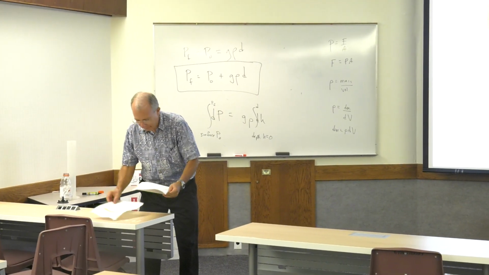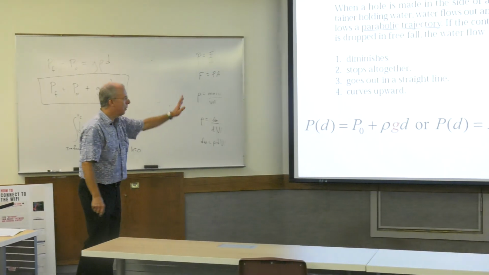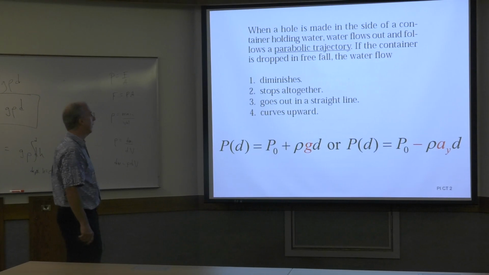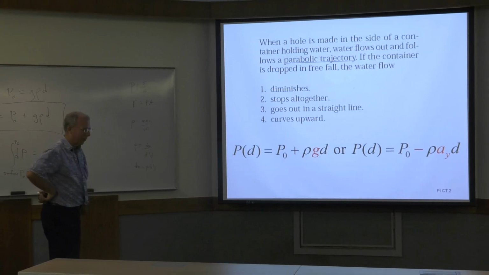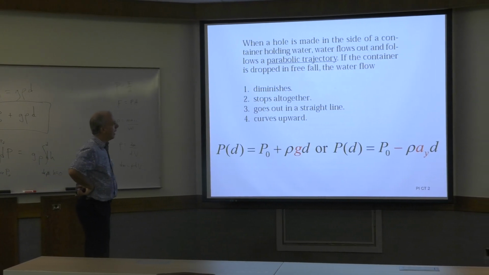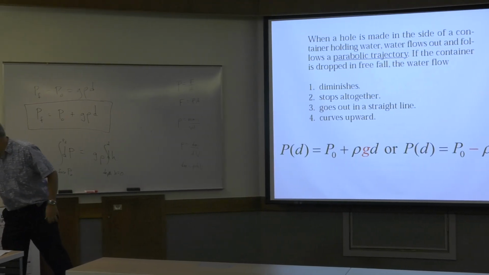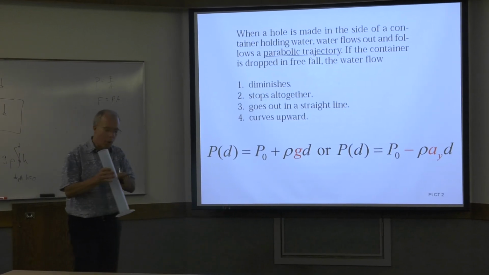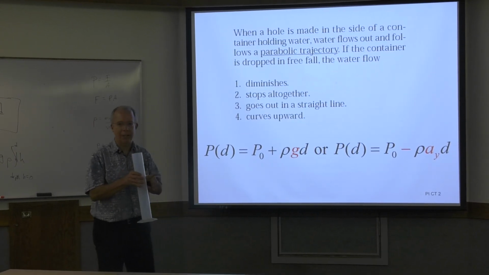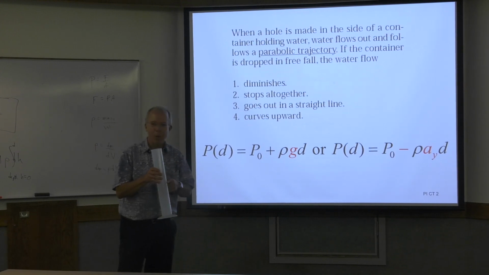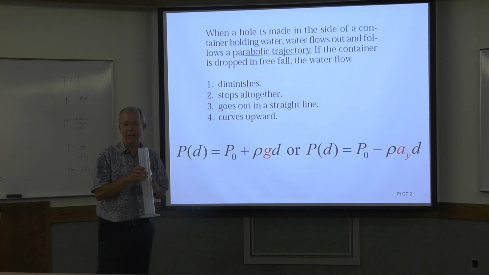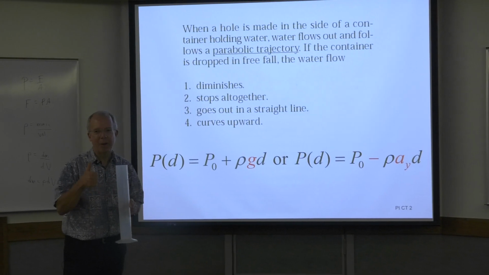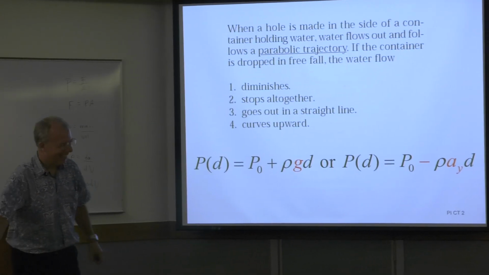All right. Here's a question for you. So this is not an easy question. So think about it and get ready to vote. And pause your video, of course. When a hole is made in the side of a container holding water, like this thing, right? Water flows out and follows a parabolic trajectory. By the way, why did the water follow a parabolic trajectory? Well, once the water leaves the container, what's the only force acting on it? Gravity. Therefore, what kind of motion is this? Free fall.